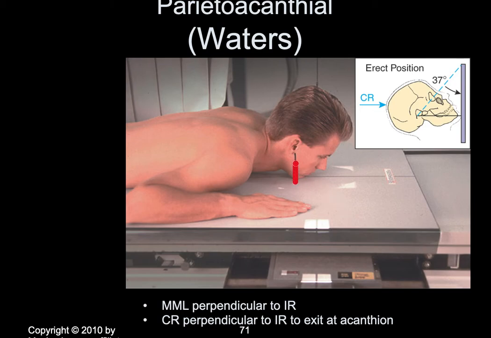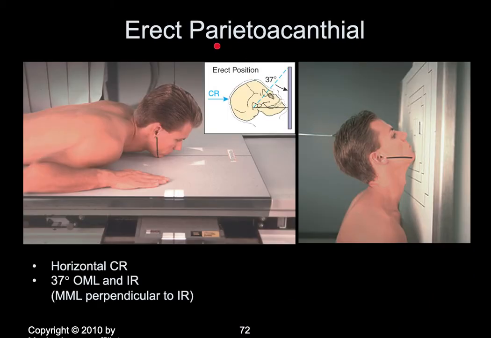Parietoacanthial Waters. Okay, so our MML is perpendicular to our image receptor. We have a 0-degree central ray. It is forming a 37-degree angle to the image receptor. But more importantly, it is that MML that is perpendicular to the image receptor. Central ray is perpendicular to the image receptor. Exit at acanthion. Okay, so you can see coming right across here, you're exiting at the acanthion into that image receptor. Right here, 0 degrees coming down, exiting the acanthion with that MML perpendicular.